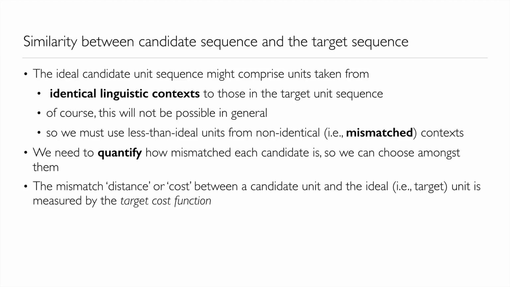So we need a function to measure this mismatch. We need to quantify it. And we're going to do that with a function, and the function is going to return a cost. We might call that a distance. The function is called the target cost function. And a target cost of 0 means that the linguistic context, measured using whatever features are available to us, was identical between target and candidate. That's rarely, if ever, going to be the case. So we're going to try and look for ones that have low target costs.